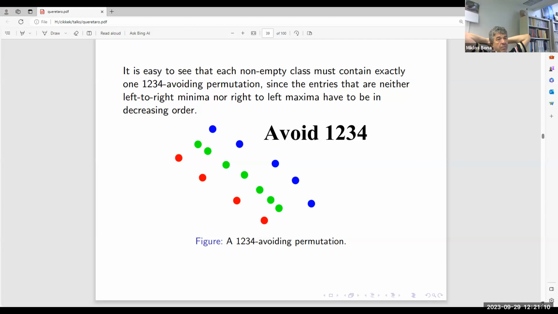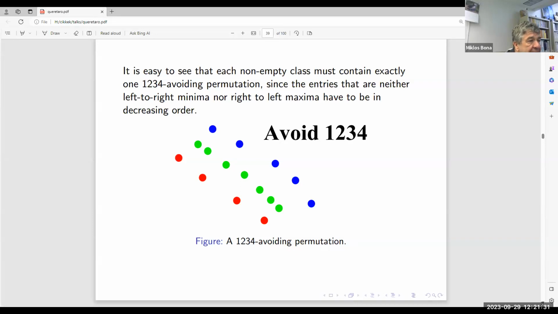But at least one permutation that contains 1, 3, 2, 4. That will prove the weak inequality, and then it will be easy to see that at least one will mean more than one at least once, and that will prove the sharp inequality. So the first part is easy, right?